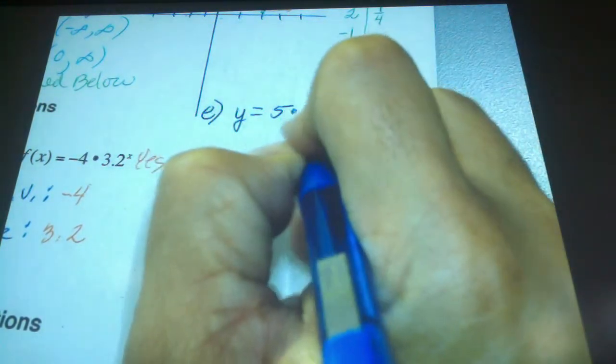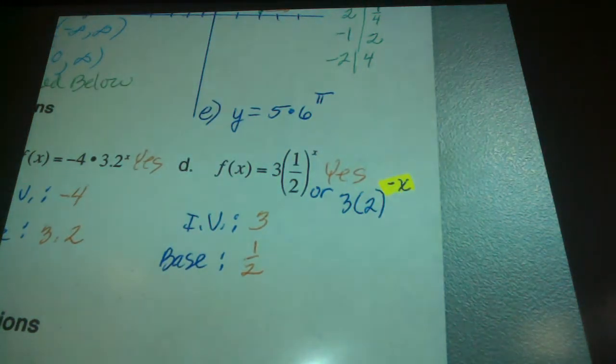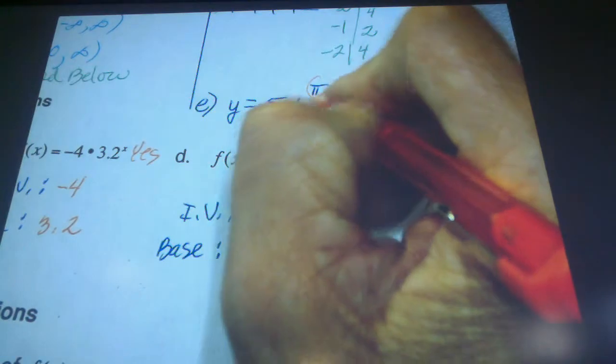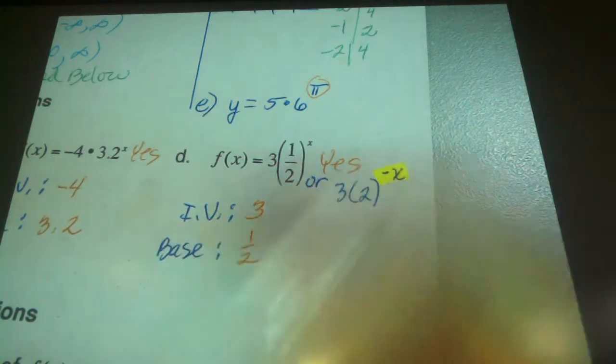What if you had y equals 5 times 6 raised to the pi? Is that exponential, yes or no? No? Why no? What kind of a number is pi? It's irrational. It's actually a real number, isn't it? It's not a variable. It looks like a variable, but it's actually a real number. So it's no.